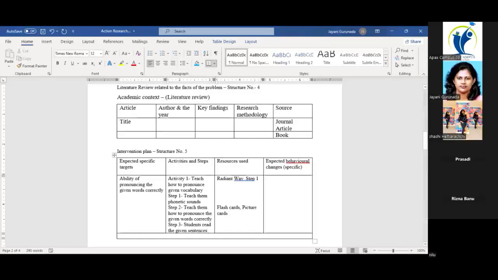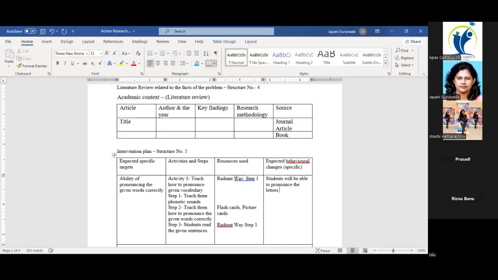Then they are using Radiant Way, step 1, reading passage or something, step 1. Okay. Then here, expected behavior: students will be able to pronounce the letters with correct sounds.